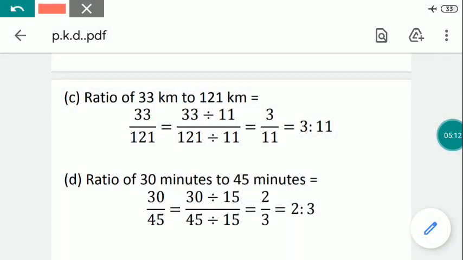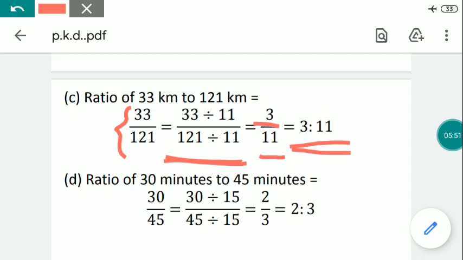ratio of 33 km to 121 km. So 33 upon 121. Now divide numerator and denominator by the highest common factor of 33 and 121, that is 11. So divide 33 by 11 and 121 by 11. 33 divided by 11 you get 3, upon 121 divided by 11, that is 11. So 3 by 11, in terms of ratio, is written as 3 as to 11.